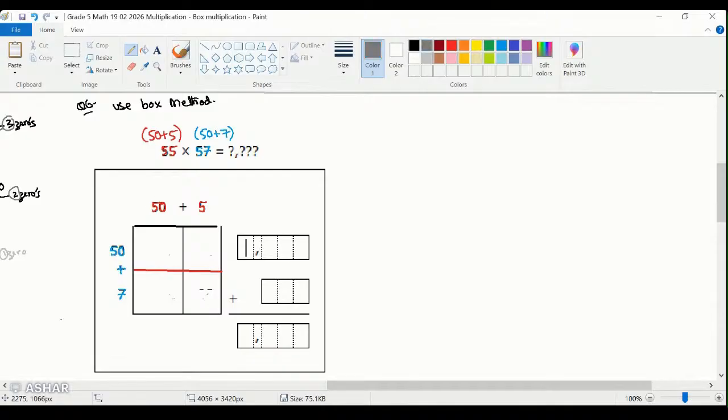When this 50 is multiplied by both the numbers, can we write 50 is multiplied by 50? Can we say 50 is multiplied by 7? Becca, do we understand this? Okay.